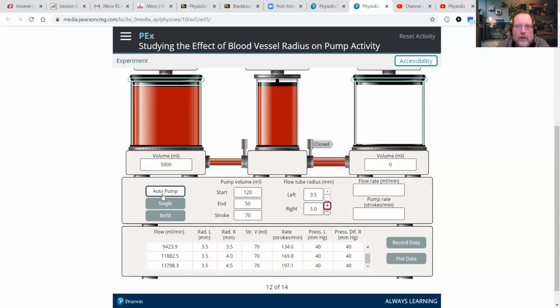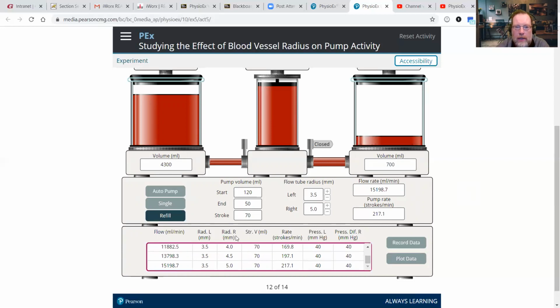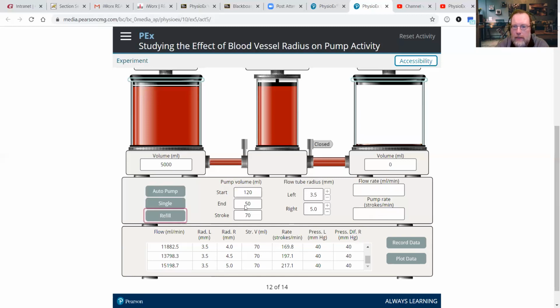All right, lastly, we're going to do 5 millimeters for flow tube radius, or the aorta. We're going to record the data, and voila, we have increased our radius, thus decreasing our resistance. That decrease in resistance led to an increase in heart rate in order to maintain our blood pressure. And stroke volume remained constant as well at 70 milliliters for every stroke or ventricular contraction. So that, I believe, is it.